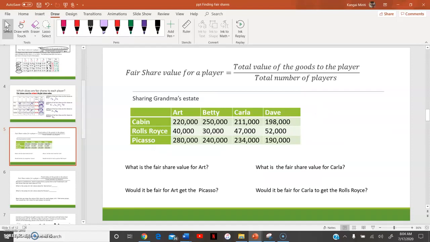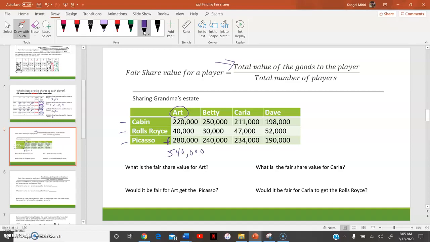Here we have 4 grandchildren who are going to share these 3 items, the cabin, the Rolls-Royce, and the Picasso from their grandmother's estate. If we want to find a fair share for Art, according to our formula, what do we have to do first? Find the total value of the goods to Art. So we add all of these up: 220,000, 40,000, 280,000. If we add them up, we should get 540,000.